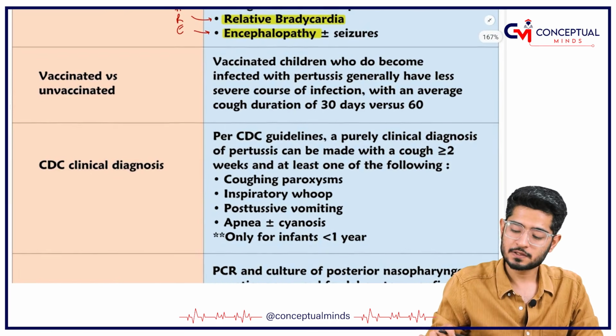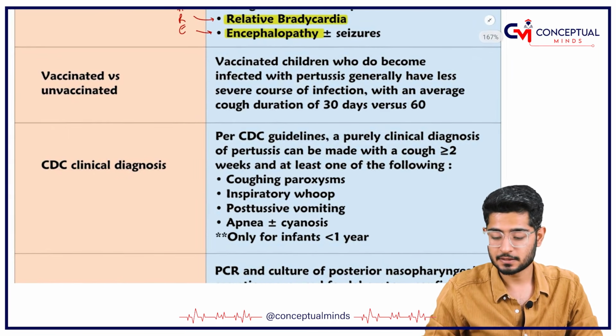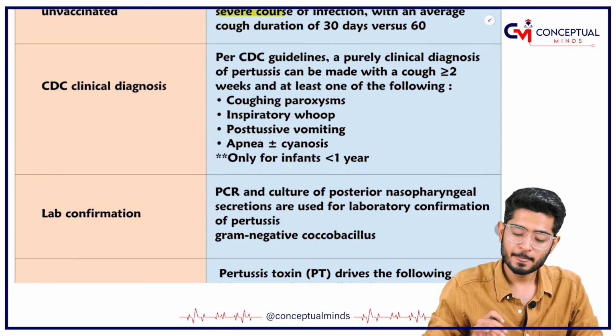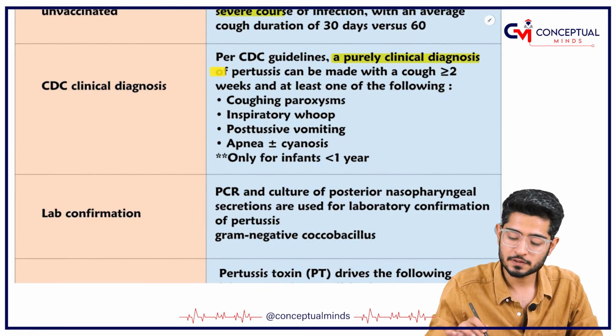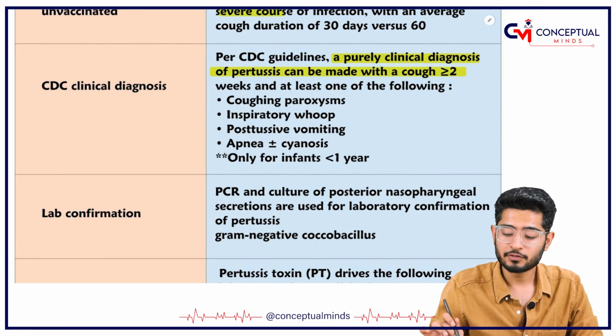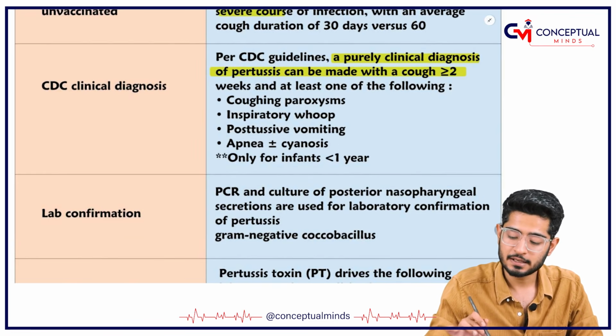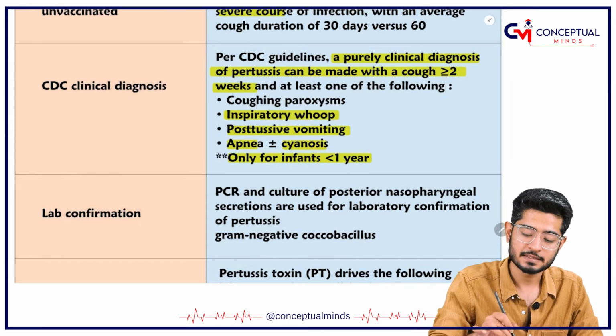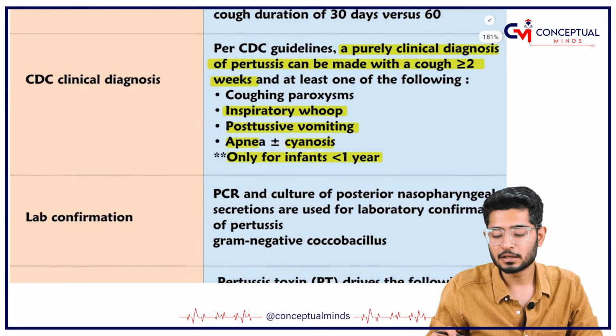Coming to the status of vaccination, please understand that vaccinated children have a less severe course of infection. As per CDC guidelines, a purely clinical diagnosis of pertussis can be made if the cough is more than 2 weeks and at least one of the following: cough paroxysms, inspiratory whoop, post-tussive vomiting, apnea, cyanosis. This is only for infants less than 1 year. So what is important in all these things?